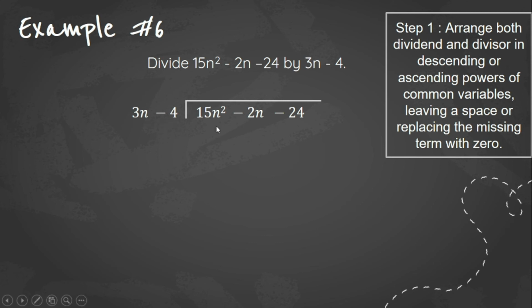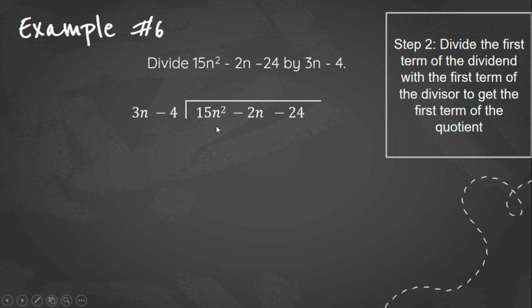Okay? So the next step is to divide the first term of the dividend by the first term of the divisor to get the first term of the quotient. First to first only to get the first, right? 15n squared divided by 3n. Numerical coefficient first. 15 divided by 3, that is 5. n squared divided by n. When we divide, we subtract the exponents, that is n. So, we have the first term of our quotient, 5n.